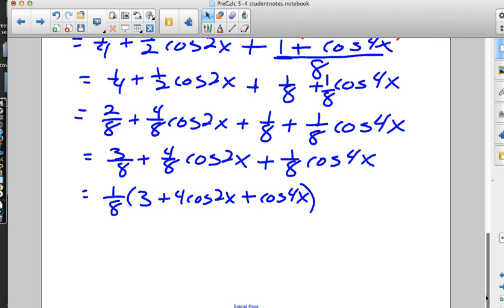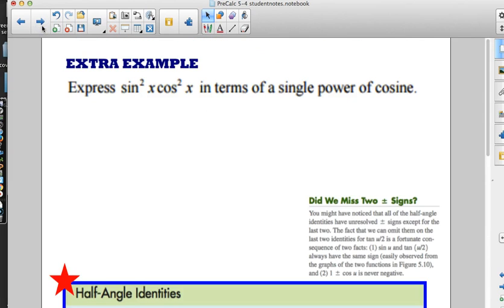All right, so still have some time here. Alrighty, look at that one. Express sine squared x cosine squared x in terms of a single power of cosine. It'd be very similar to what we just did. Very similar. So, grab your green sheet and say, okay, I need sine squared x and cosine squared x.